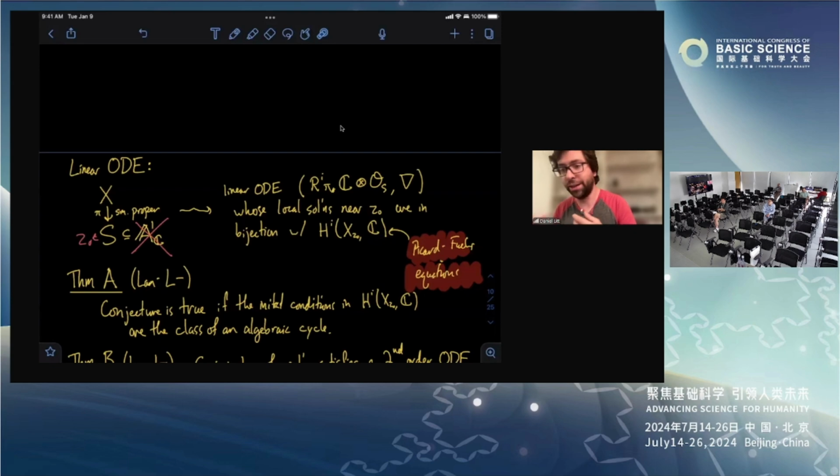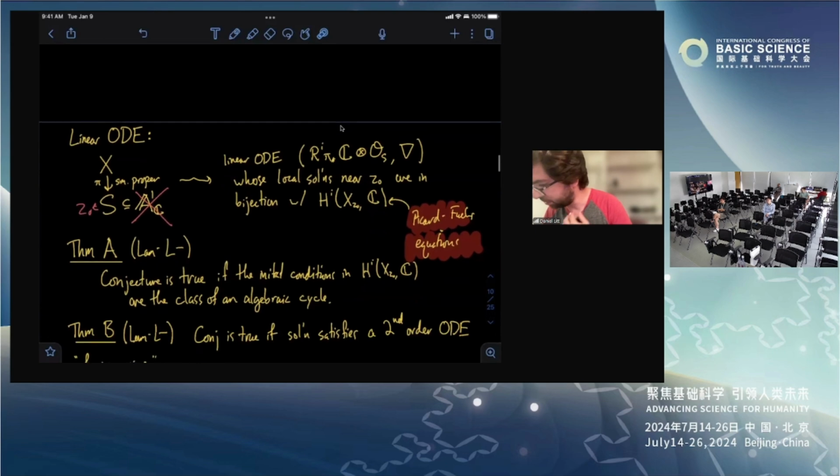So if you have a solution to this ODE whose initial condition is the class of an algebraic cycle, and it has this property that the Taylor series coefficients only have finitely many primes showing up in the denominators, then that's an algebraic function. Okay, so that's the first result.